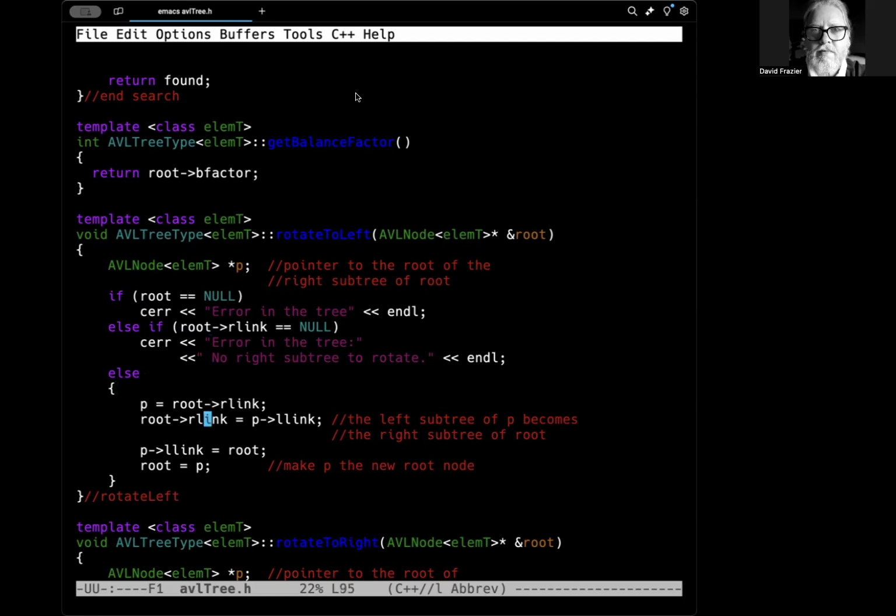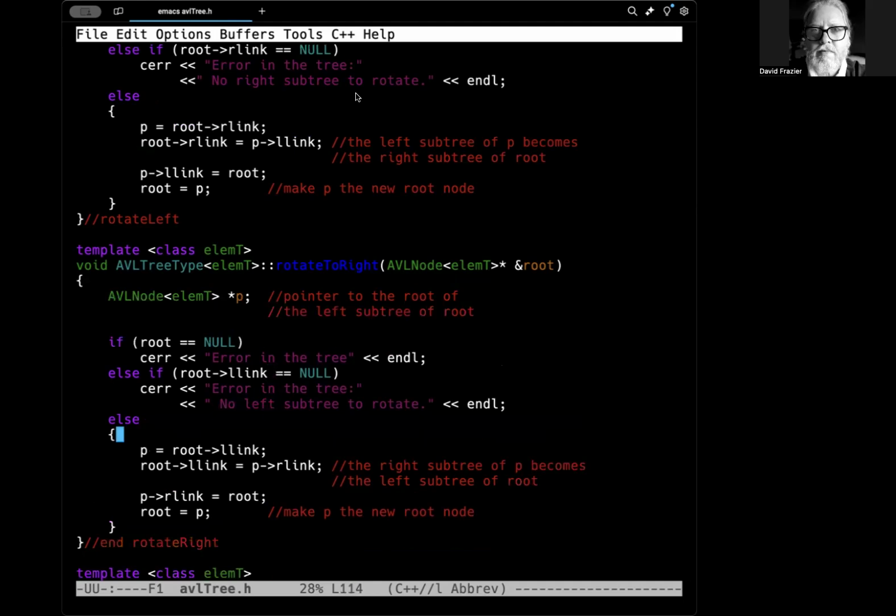But if all that's okay, we're going to set P, which currently points to the root of the right subtree, equal to that. We're going to let root's right link point to this link. So the left subtree of P becomes the right subtree of root. And then we're going to make P the new root. And then the left link of P will now point to root. The root now points to P. So this is just doing a swap. Rotate to right works the same way in the other direction.